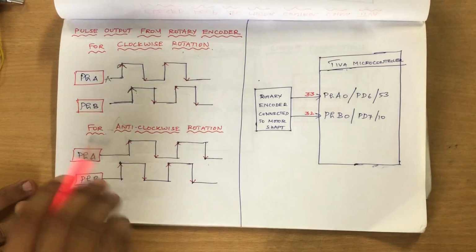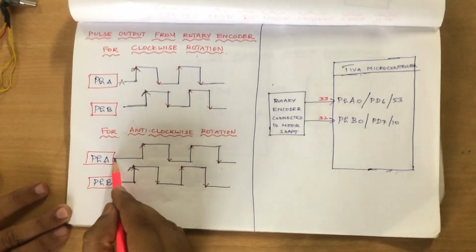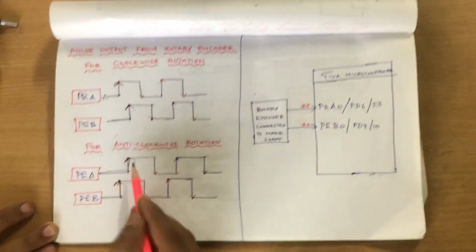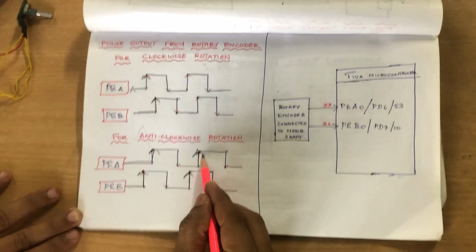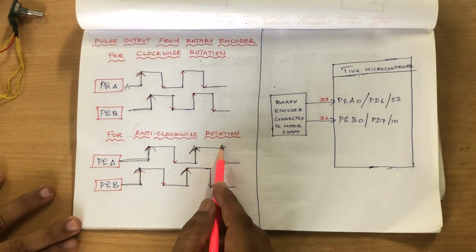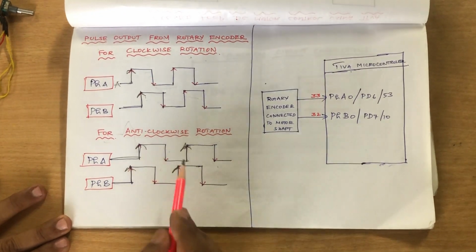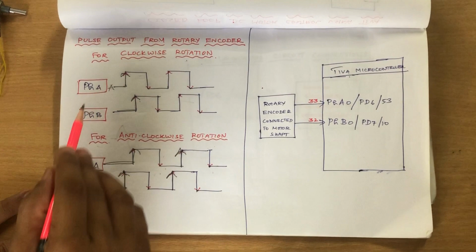But when you rotate in the anti-clockwise direction, the B pulse will go from 0 to 1 first, and then the A pulse will go from 0 to 1. So whenever the B pulse goes from 0 to 1 first, and then the A pulse goes from 0 to 1 next, that justifies the motor is rotating in the anti-clockwise direction. So the direction of rotation can be identified one and only through these A pulse and B pulse.